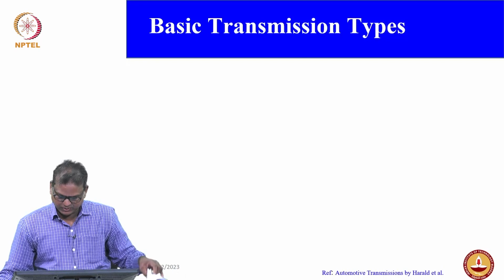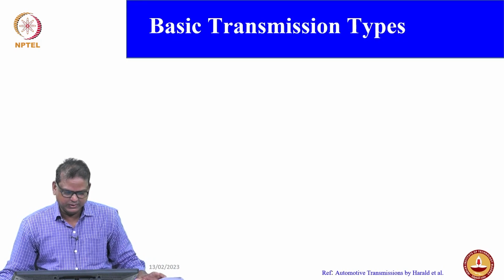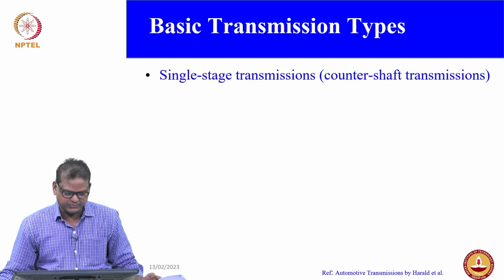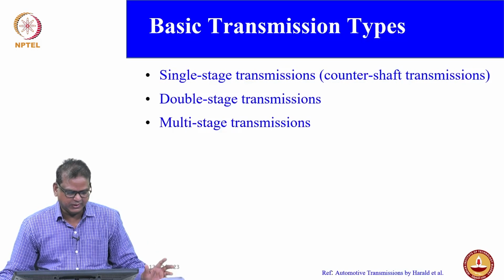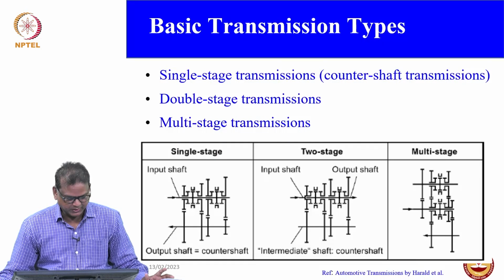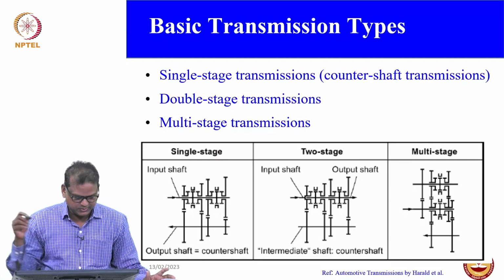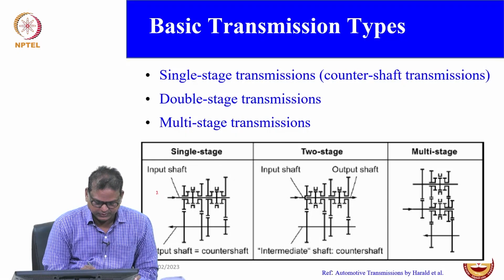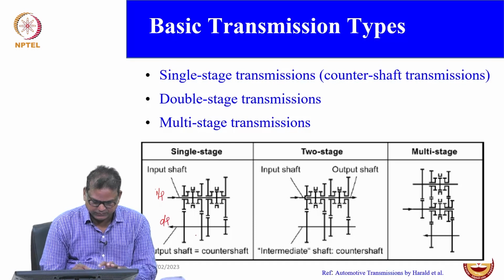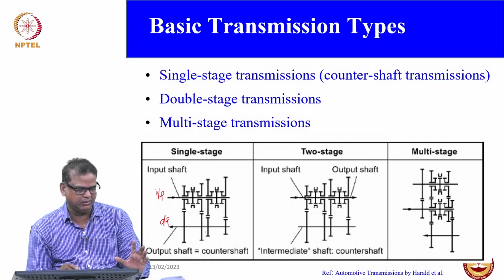Just wanted to recap the basic transmission types: single stage, double stage, and multi-stage. If you look at a single stage, the input is one shaft, then you will have the output on the next shaft. That's a two-shaft arrangement. Only two shafts are involved.